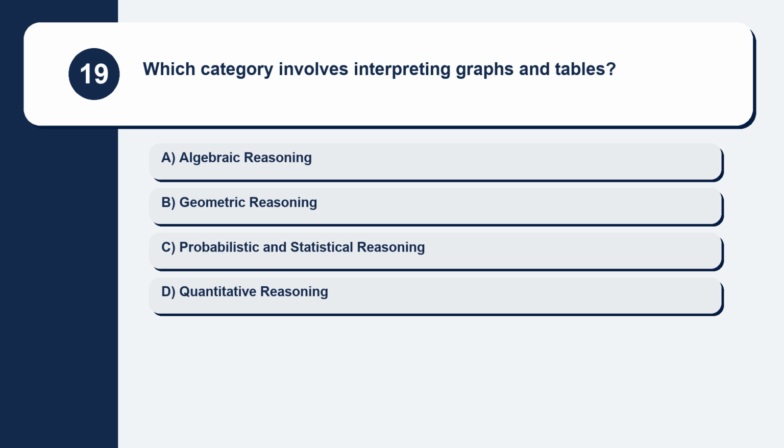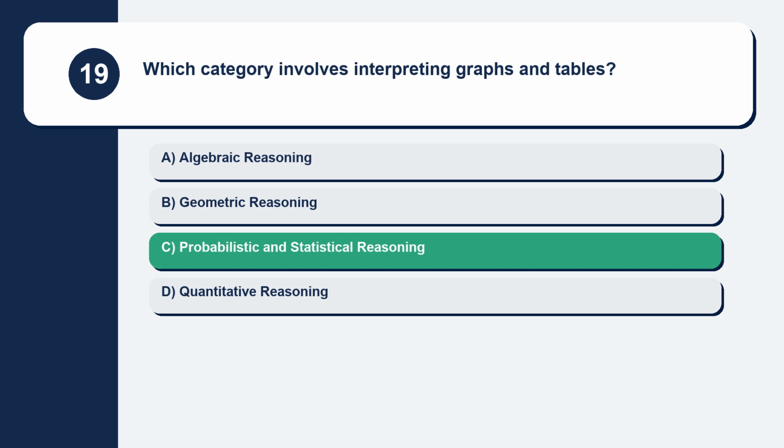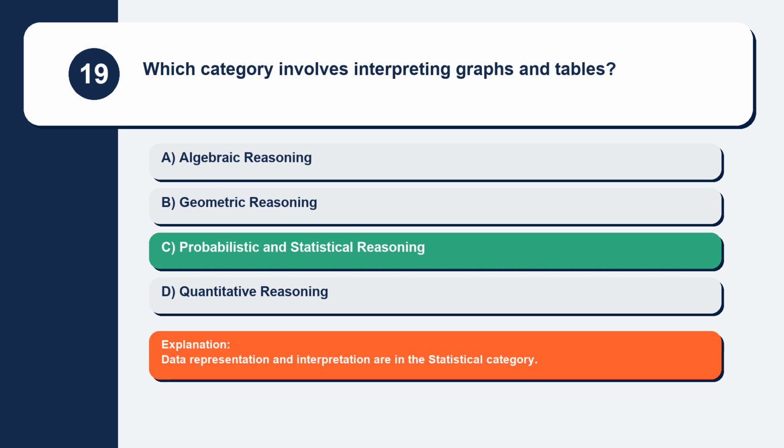Question 19. Which category involves interpreting graphs and tables? Algebraic reasoning. Geometric reasoning. Probabilistic and statistical reasoning. Quantitative reasoning. Data representation and interpretation are in the statistical category.